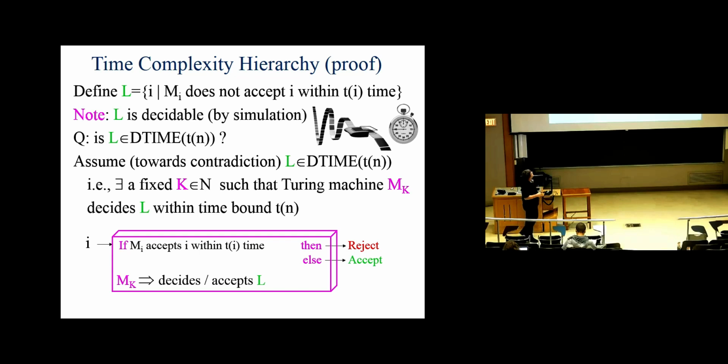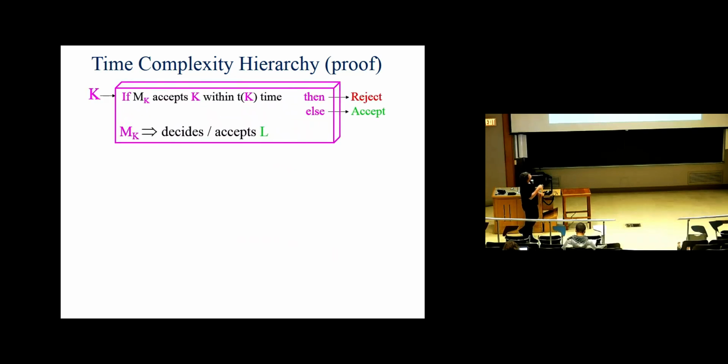It decides L, presumably within this time-bound t of n. So I'm just copying that machine here, so it's on this current slide, so we don't have to go back to the previous slide.